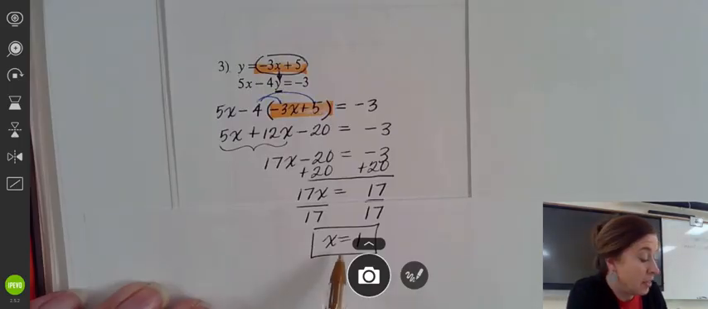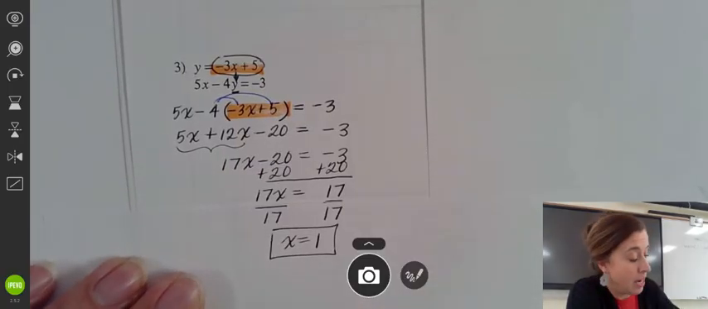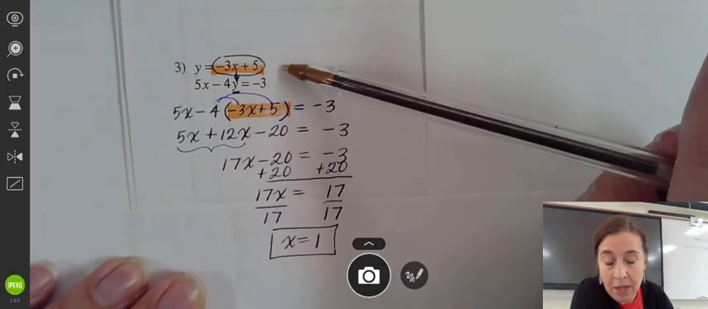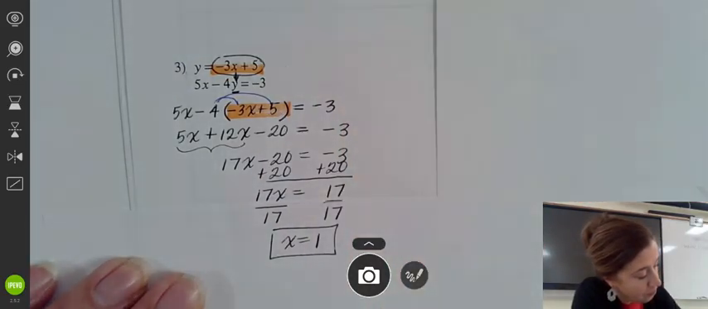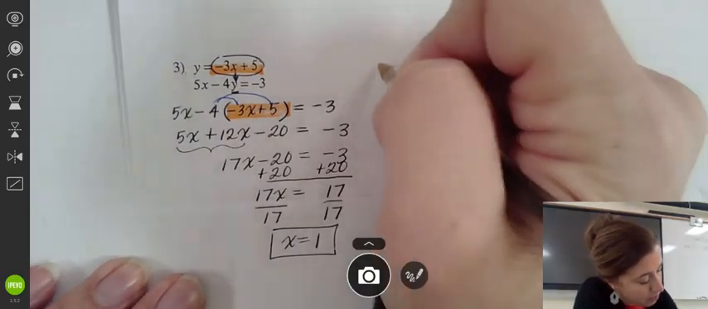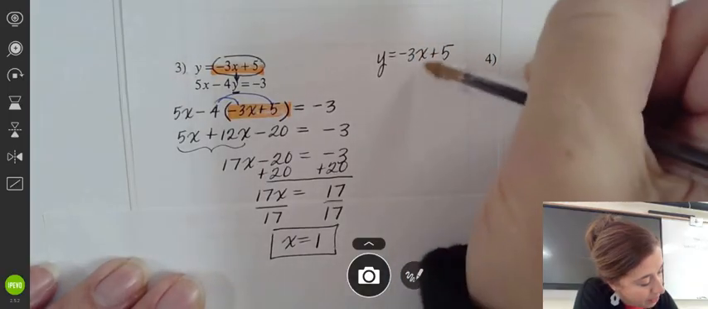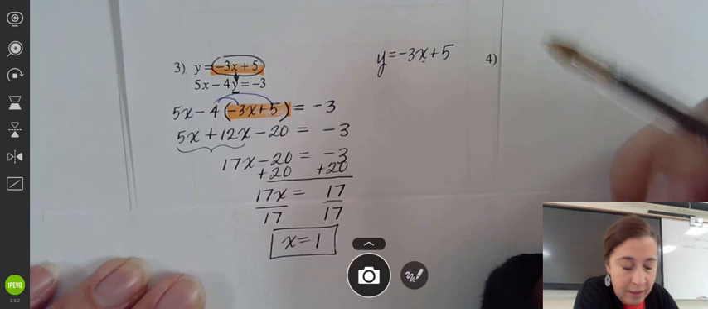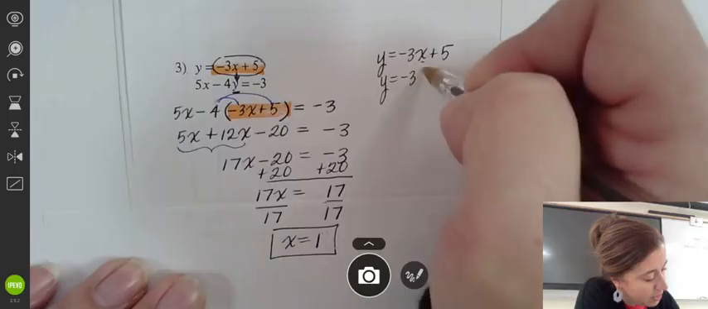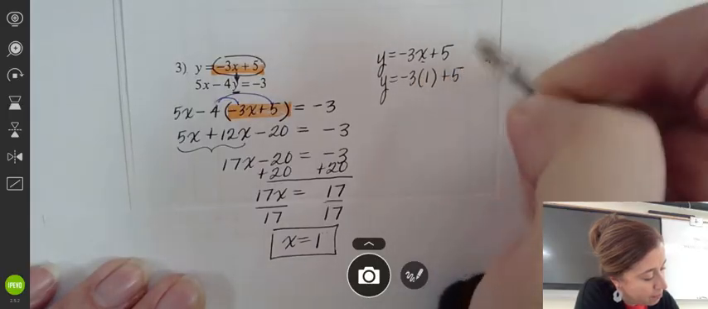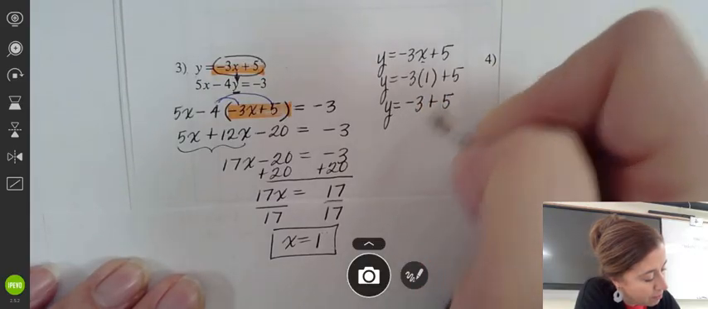Step 3 says take this value, x equals 1, and substitute it into the revised equation from step 1 to find the other variable, to find y. Okay, so I'm using y equals negative 3x plus 5. I'm taking that x out and I'm putting a 1 in its place. Okay, putting this in place of x. So y equals negative 3 times 1 plus 5, or y equals negative 3 plus 5.